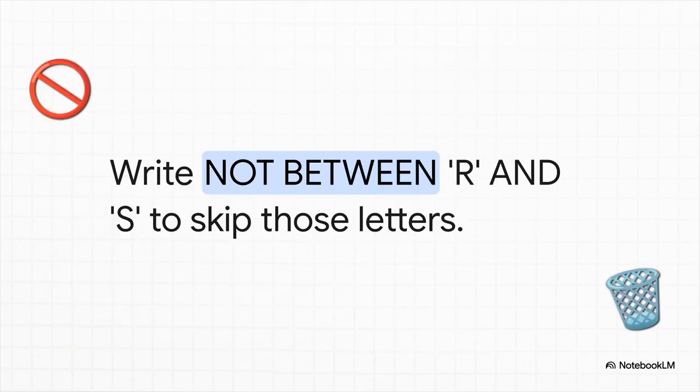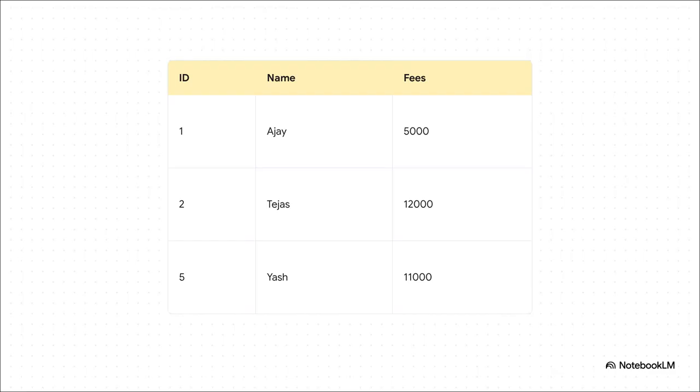Say we need a list of all students, but we have to exclude anyone whose name starts with the letters R and S. We'd just input where name not between R and S. That tells the database to completely skip those specific letters during the search. And as you can see, the query effectively wipes them out. You'll get A names, B names, maybe some Z names, but R and S are completely gone, leaving you with the exact refined dataset you needed. It's just a fantastic way to clean up your results without writing really complex exclusion rules.